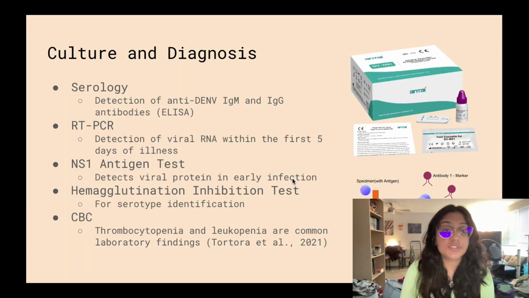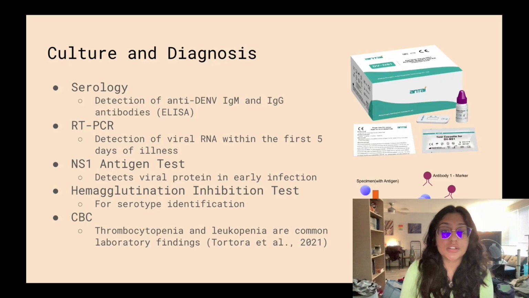So, to diagnose dengue, it involves clinical suspicion and labs, particularly during outbreaks or in endemic regions. In the early phases of infection, typically within the first 5 days, reverse transcription polymerase chain reaction, or RT-PCR, is used to detect viral RNA in blood samples. This method is highly specific and allows for serotype identification.